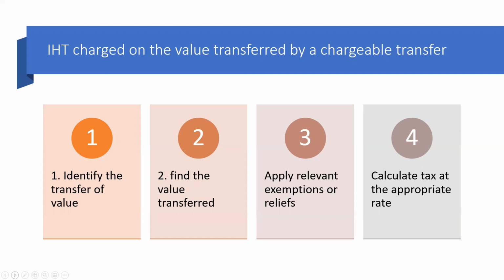Is there something going without any consideration coming the other way? And then finding the value transferred, that's basically looking at the reduction in the value of the estate. So what was it worth before the gift compared to what is it actually worth now? And as I said, on death, it's really the value of the estate.